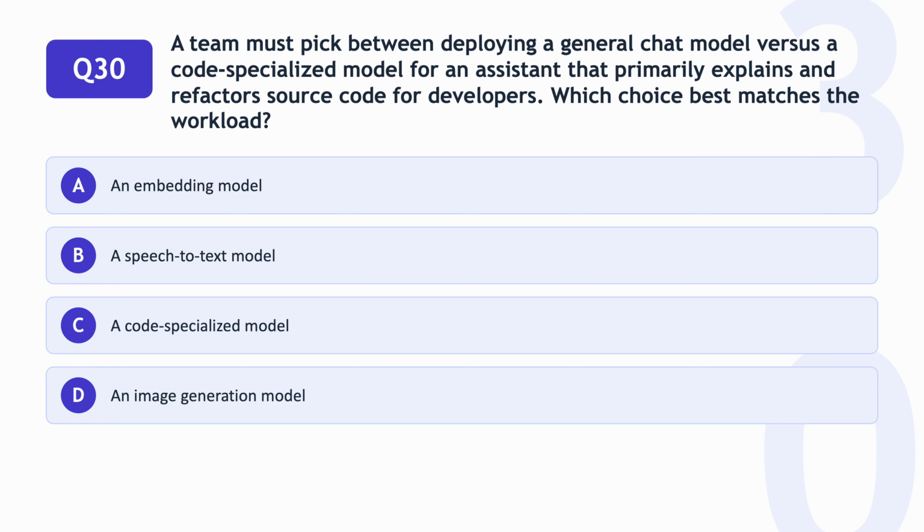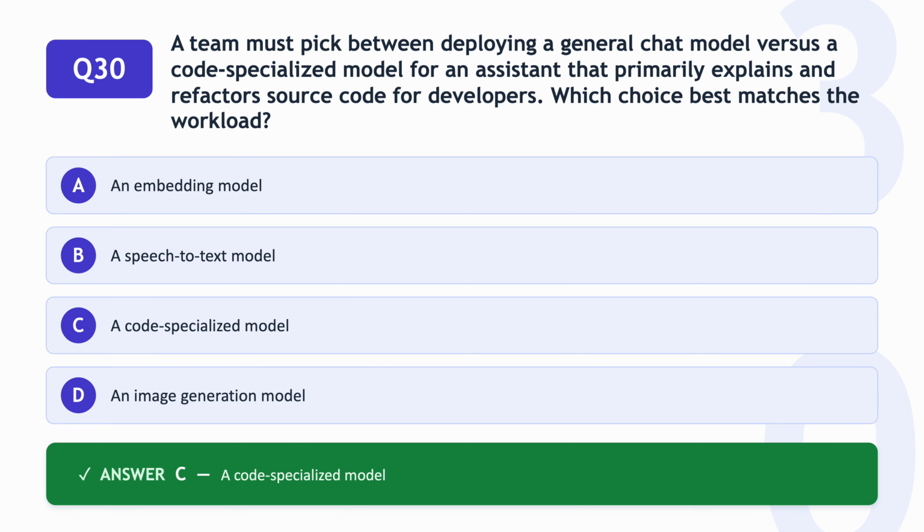Question 30. A team must pick between deploying a general chat model versus a code-specialized model for an assistant that primarily explains and refactors source code for developers. Which choice best matches the workload? A. An embedding model. B. A speech-to-text model. C. A code-specialized model. D. An image generation model. Pause the video if you don't want the answer yet.